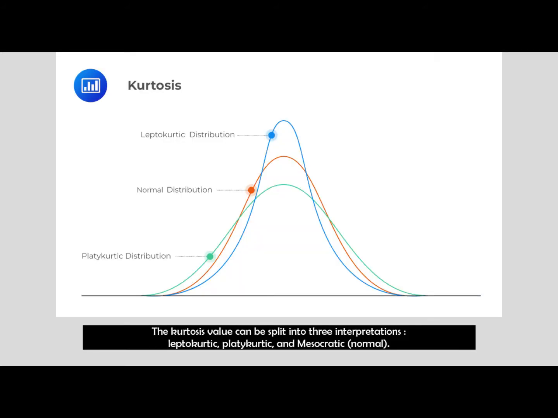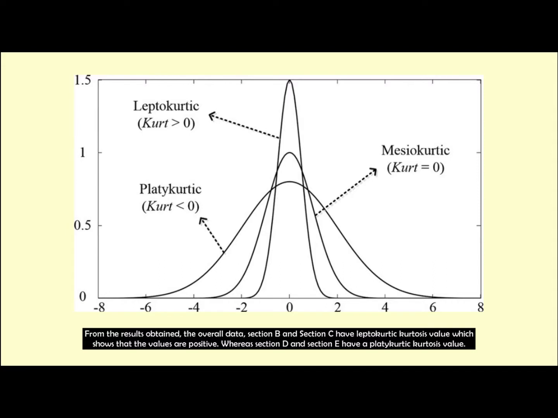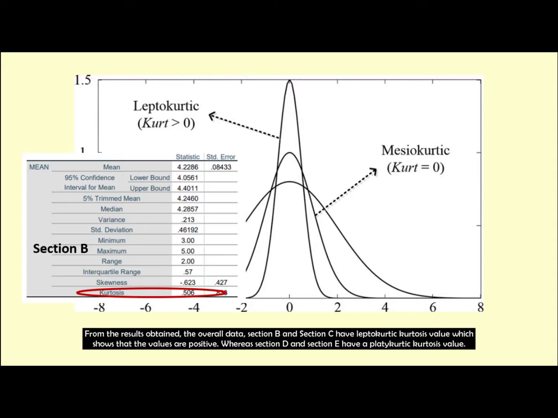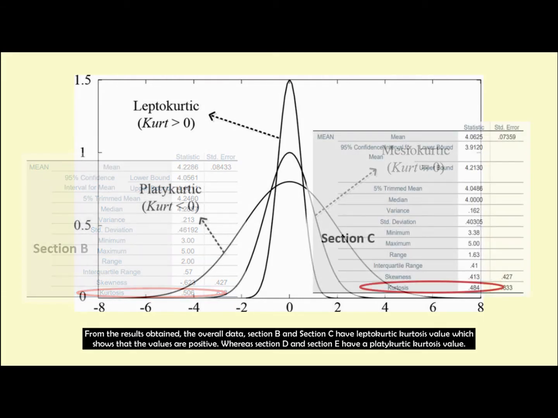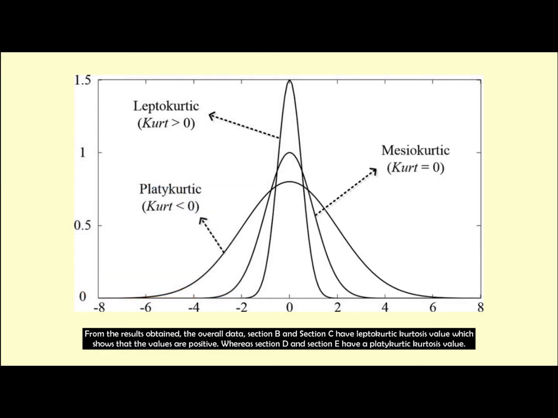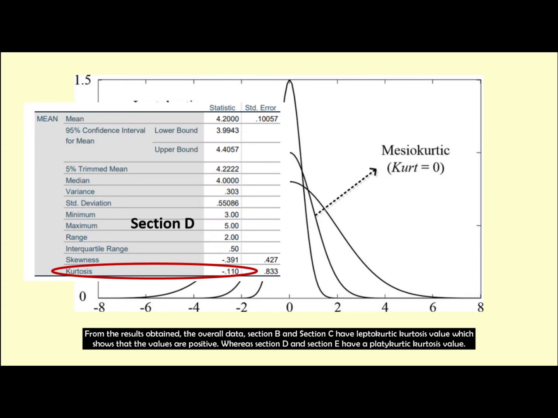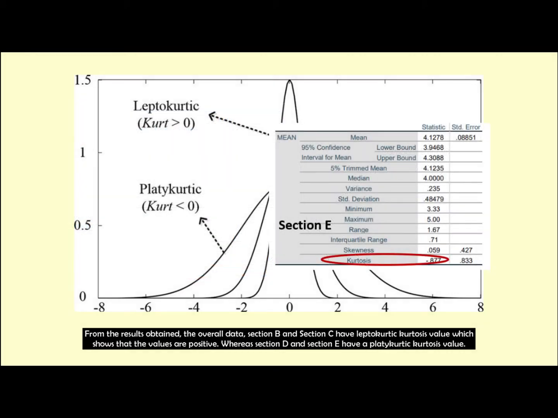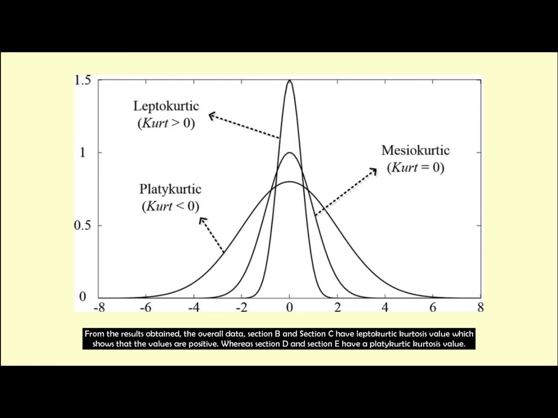The kurtosis value can be split into 3 interpretations: leptokurtic, platykurtic, and mesokurtic. From the results obtained, the overall data, section B and section C have leptokurtic kurtosis value, which shows that the values are positive, whereas section D and section E have a platykurtic kurtosis value.